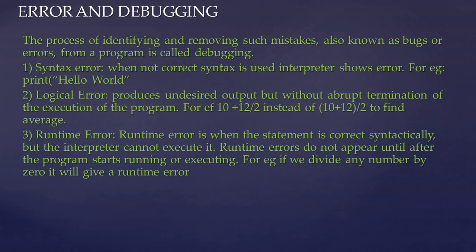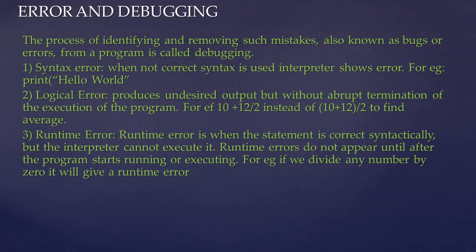Now we talk about errors and debugging. When we identify and remove errors made in a line of code, also called bugs, it is called debugging. There are three different types of errors: syntax, logical, and runtime. Syntax is when incorrect syntax is used, and the interpreter shows an error. For example, we are printing hello world here, but notice that the string being printed doesn't have the symbol right here.